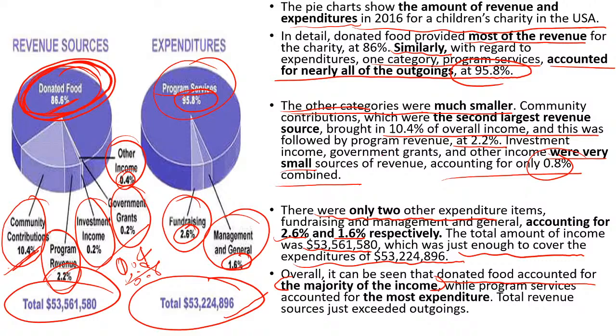And another is the word while. So program service accounted for the most expenditure. Why? Because program service is 95.8%, which is the most expenditure. The total revenue just exceeded the outstanding expenditure. This is a way that you can present your information well.